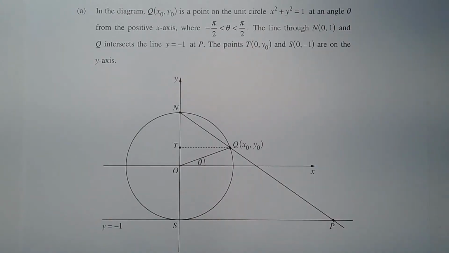Question 5a. In the diagram, Q(x0, y0) is a point on the unit circle x squared plus y squared equals 1 at an angle theta from the positive x-axis, where theta is greater than negative pi over 2 and less than pi over 2. The line through N(0, 1) and Q intersects the line y equals negative 1 at P. The points T(0, y0) and S(0, negative 1) are on the y-axis.